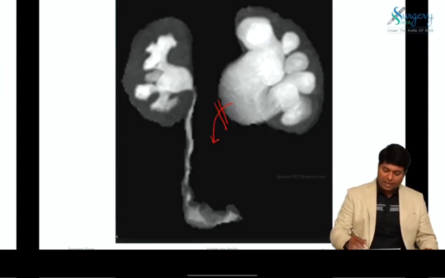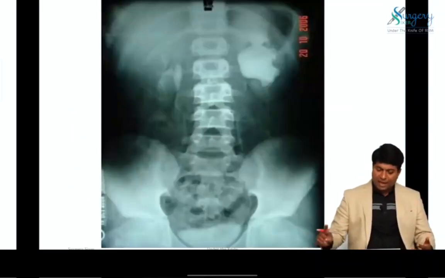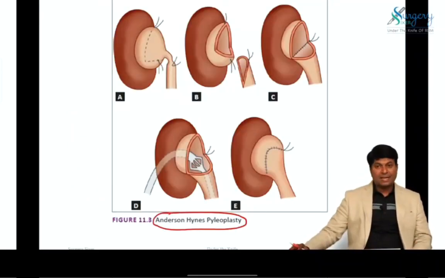This is a congenital pelviureteric junction obstruction. You can see urine is not coming beyond, and this kidney is dilated or distended. The treatment is that we have to investigate with the Whitaker test. A pressure difference is present, and these cases will be taken up for Anderson-Hynes pyeloplasty.